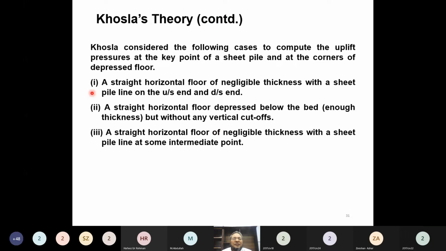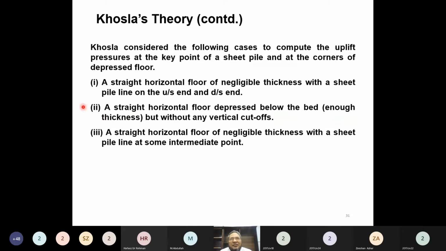तो पहला जो केस है वो उसने दिया है कि अगर हमारे पास कंक्रीट फ्लोर है of negligible thickness और sheet pile provide किया है either on upstream side or on downstream side, तो फिर हम uplift pressures कैसे निकालेंगे? ओके. नंबर 2, a straight horizontal floor depressed below the bed. depressed below the bed का क्या मतलब है? thickness बहुत ज्यादा है फ्लोर की, enough thickness है फ्लोर की, but without any vertical cut-offs. उसमें वो नहीं है sheet pile. ओके, that is the second case.